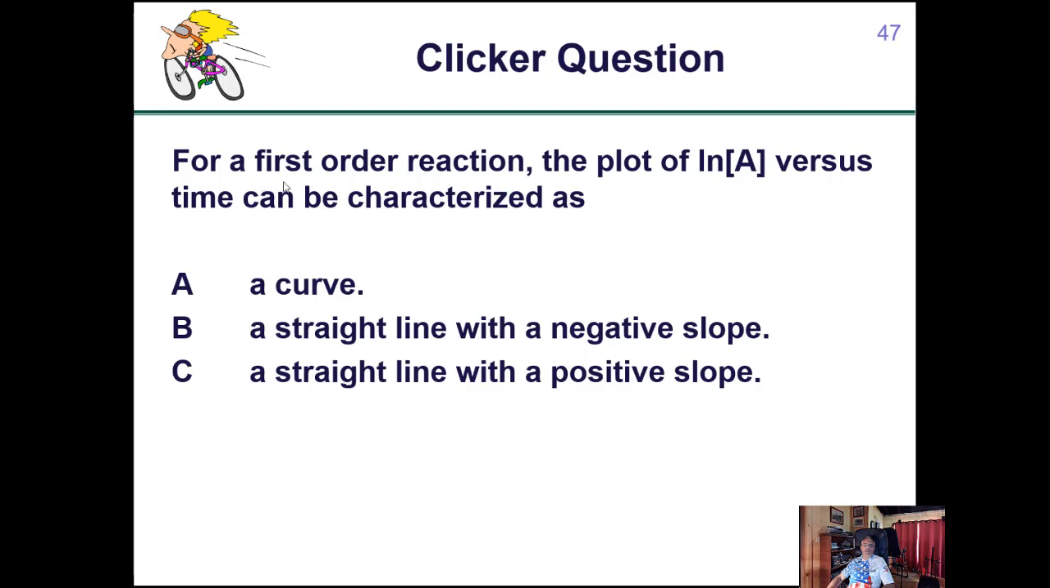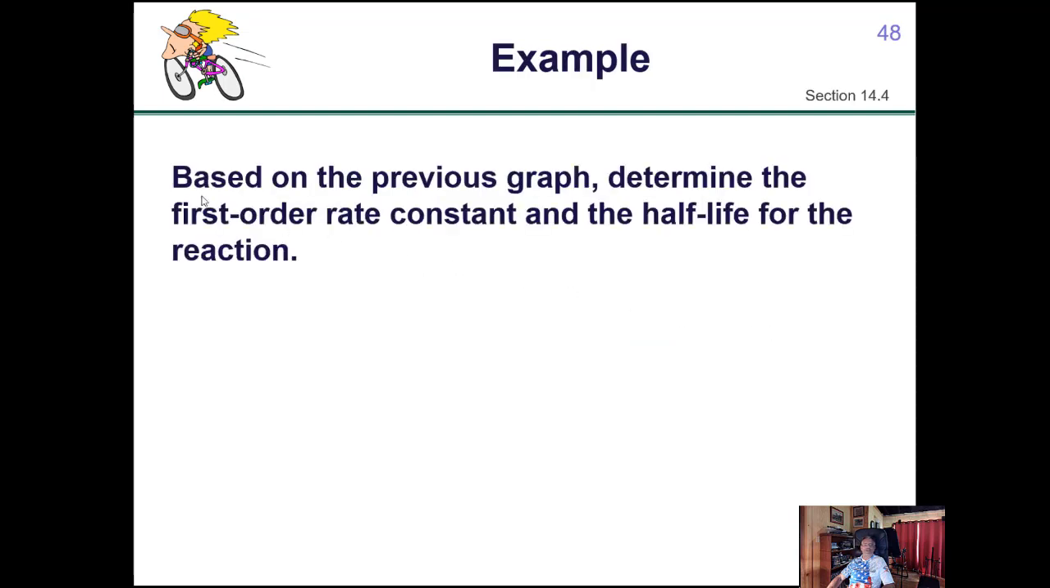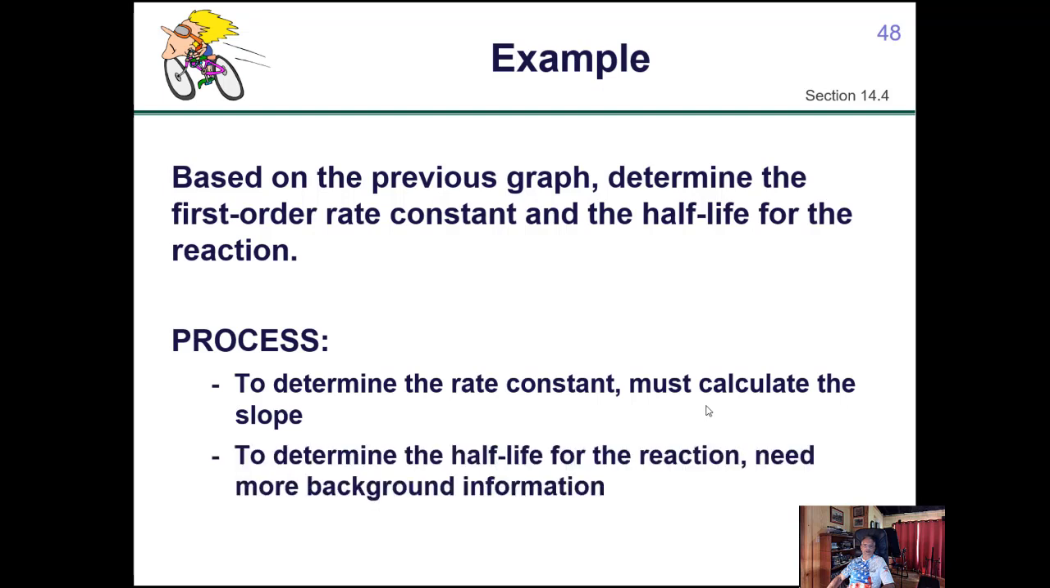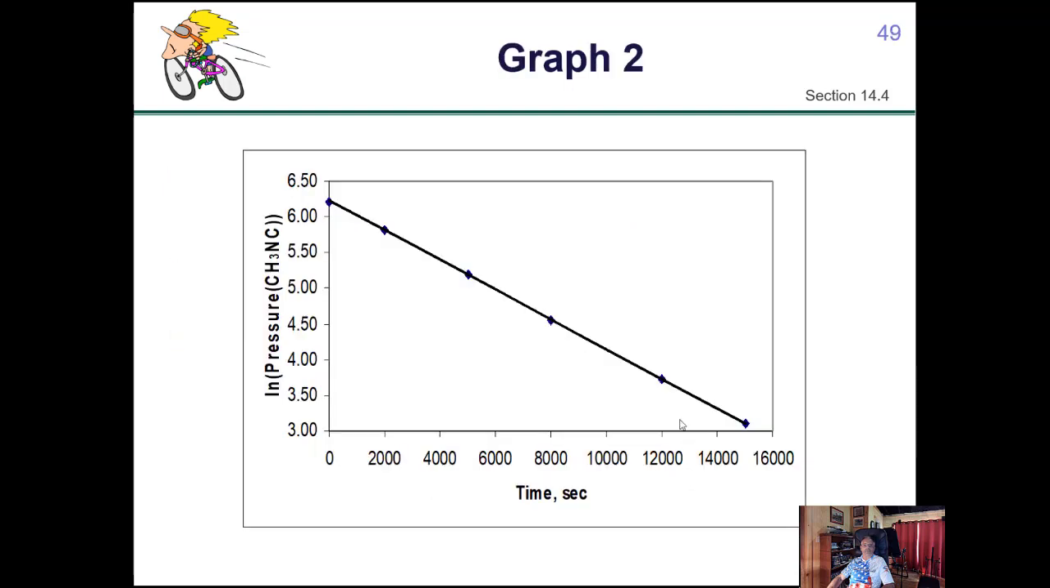So, clicker question. For a first order reaction, the plot of the natural log of the concentration of a reactant A versus time can be characterized as, hopefully you understand, a straight line with a negative slope. Let's do a quick example of this. Based on the previous graph, determine the first order rate constant and the half-life for the reaction. Well, half-life's going to take a little bit more information, but let's go ahead and determine the rate constant based on the first order integrated rate law, and we'll give you a little bit more information to get the half-life later.